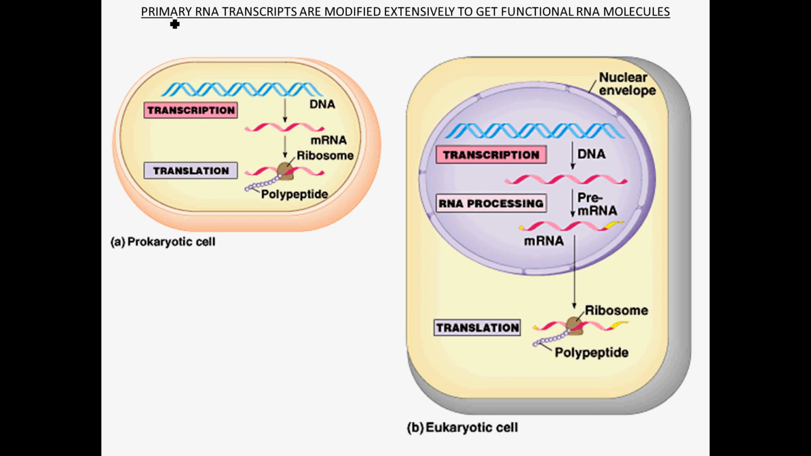Okay, so we looked before about how we got those RNA transcripts, and now we're going to be extensively modifying them to get functional RNA molecules. So in a prokaryotic cell, you have the transcription process happening here, and you're going to then almost immediately get this mRNA. This mRNA is going to be translated immediately here.